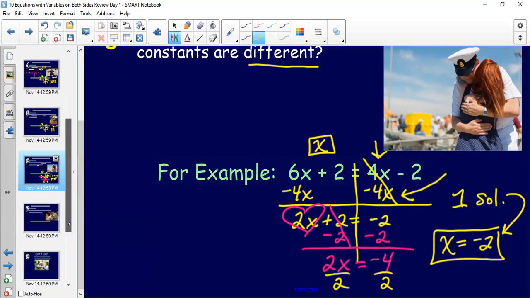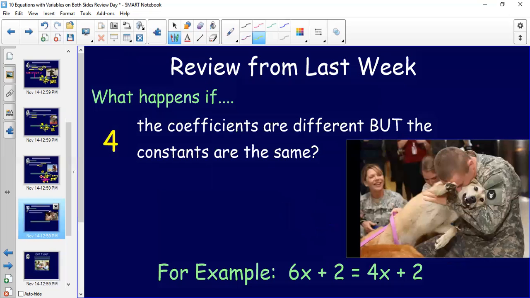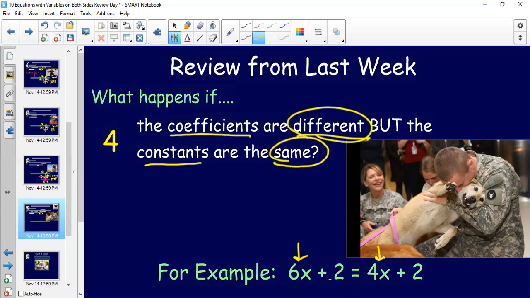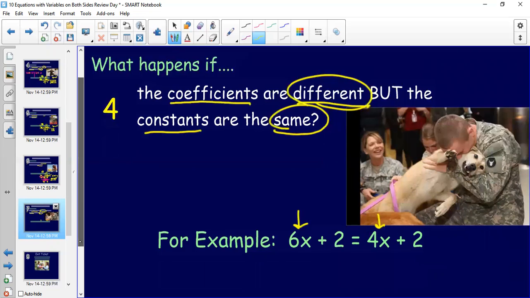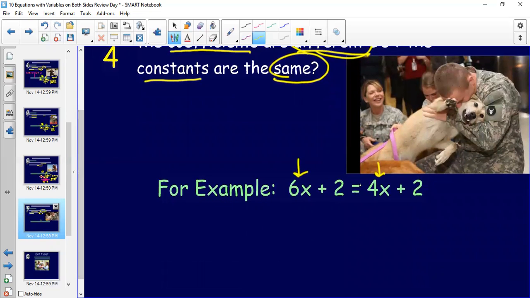Okay, so let's try one last one. This is the one we didn't really talk about yesterday a whole lot, and it confuses some people, so I'm going to throw this one in here. This time our coefficients, 6x and 4x here, are different, but notice the constants are the same. We have a +2 and a +2 on both sides. Let's see what happens. Again, this is a problem that throws a lot of people off.